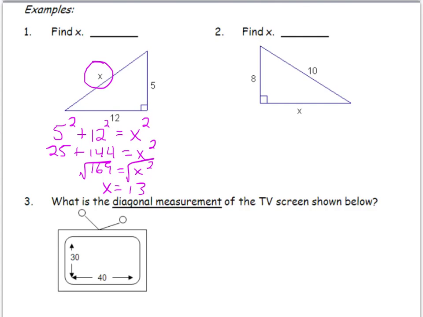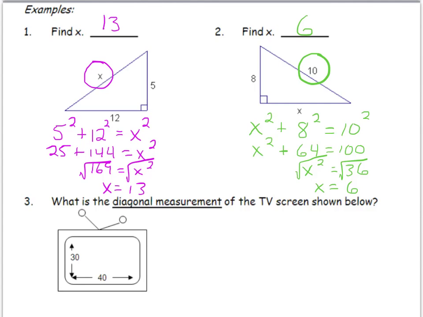Remember, when you square root, you should get a plus or minus. However, it does not make any sense for us to have a -13. So that's the first example. Why don't you go ahead, try out the next example with the Pythagorean theorem, come back, and hopefully we'll have the same answer.